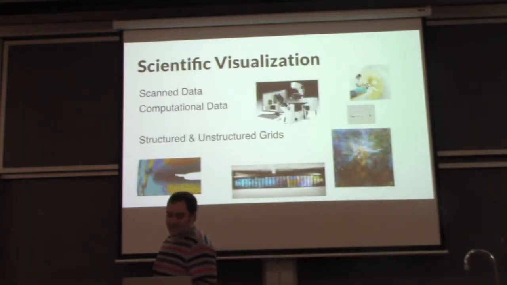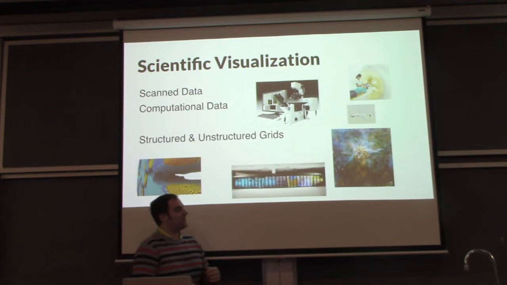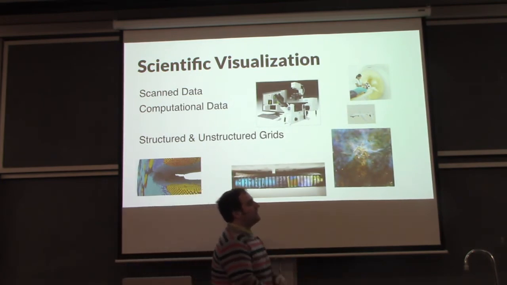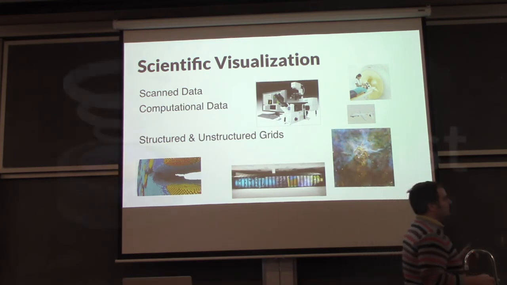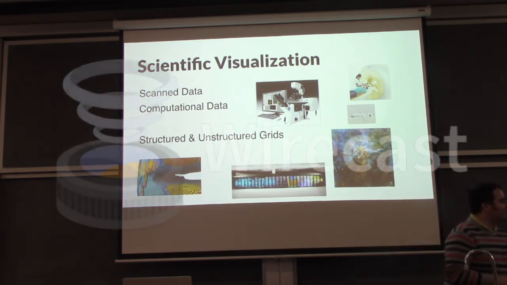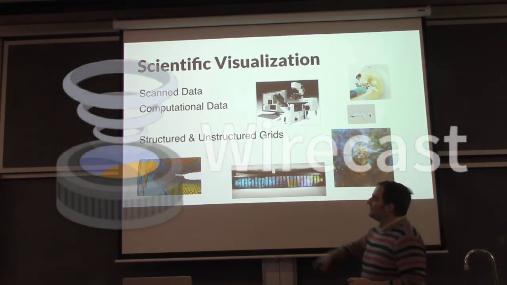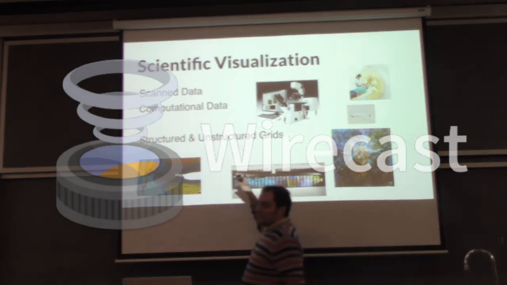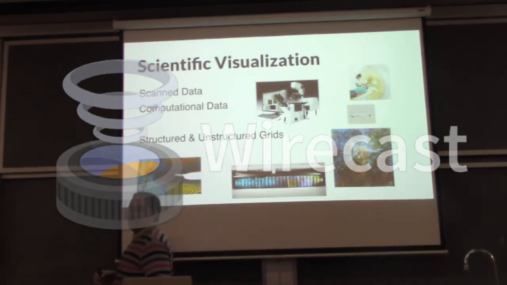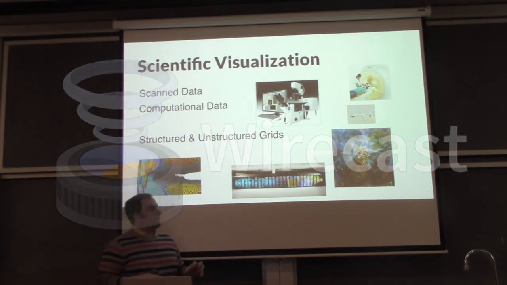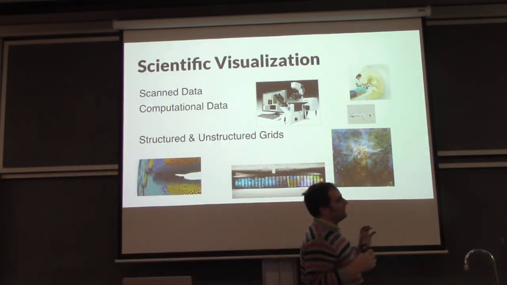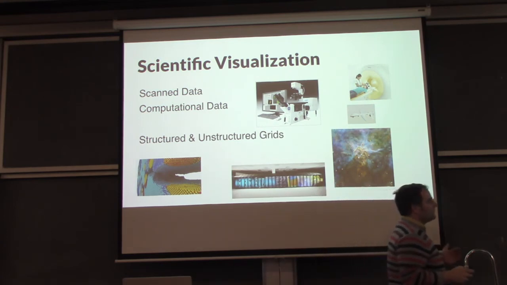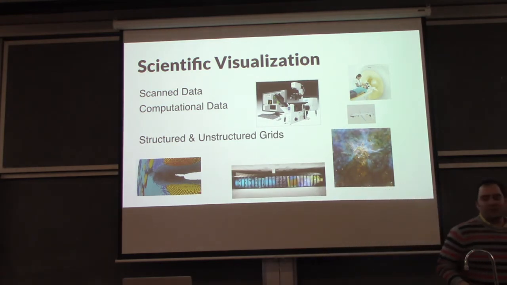And then we talked about scientific visualization, or Aaron talked about scientific visualization. And so here, roughly, you can divide the data acquisition method into scanned data and computational data. And then you should definitely have a good understanding of structured and unstructured grids. So if you see an example of a grid, you should have a good idea whether it's a structured grid, which kind of structured grid, or whether it's an unstructured grid.